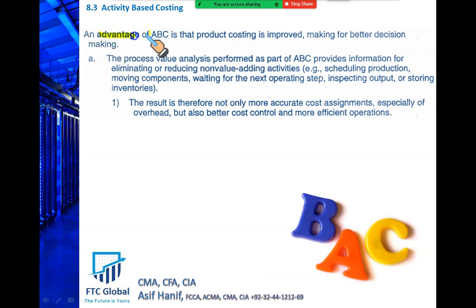I told you ABC results in much more improved costing, better costing, more accurate costing. It will help you make better decisions. It will help you eliminate those costs that do not add value. More accurate cost assignments, better cost control. You will identify which activities are value adding, which are not. More efficient operations: operations that are not necessary, that are non-value adding, close them.